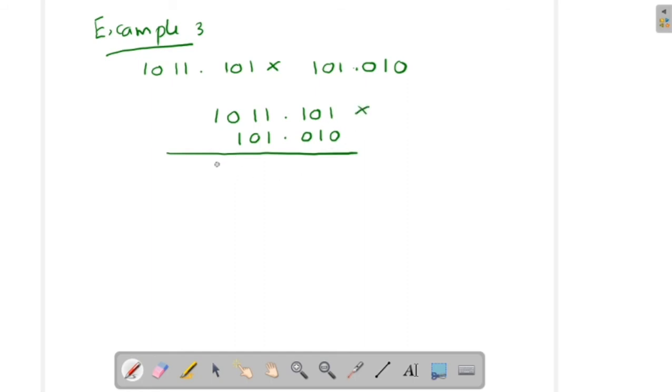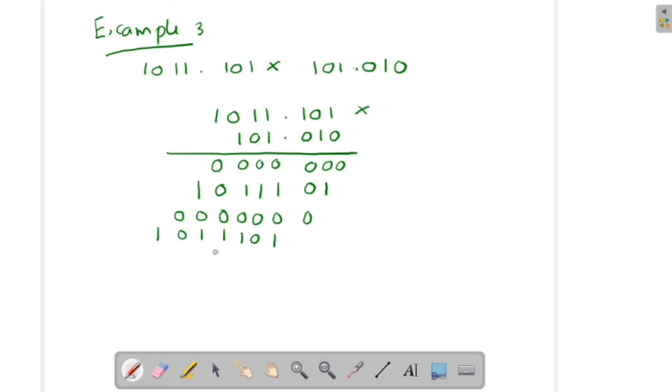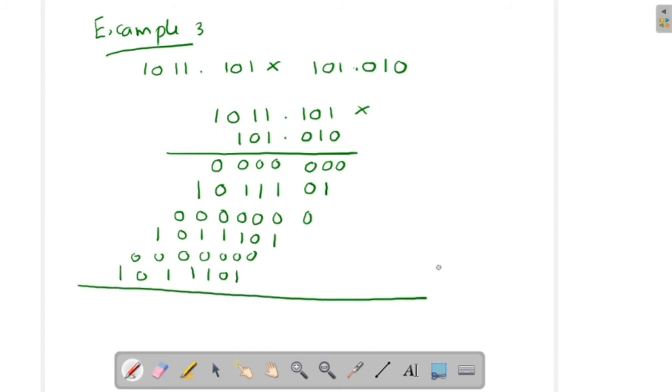Here the first multiplier bit is 0, so we write 0; the partial product is 0. And the second is 1, so here it is 1011.101. Then the third bit is 0, so the third partial product is 0. The fourth partial product is 1011.101. The fifth partial product is 0. The sixth partial product is 1011.101. Then add all the partial products.